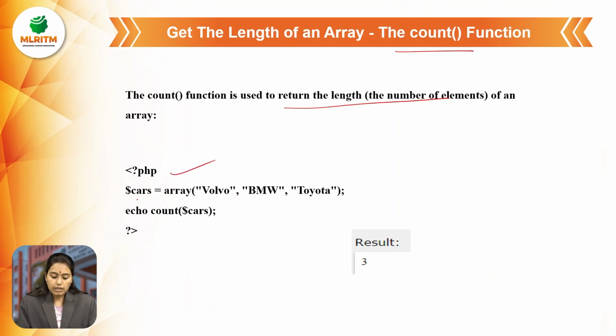See, for example, here we have declared $cars as an array and we want a count, that is, echo count equal to the array name. What is that array name? $cars. So how many values are there? 1, 2, 3, right? 3 is the example. So that's how, by calling the count function, we can get the result.